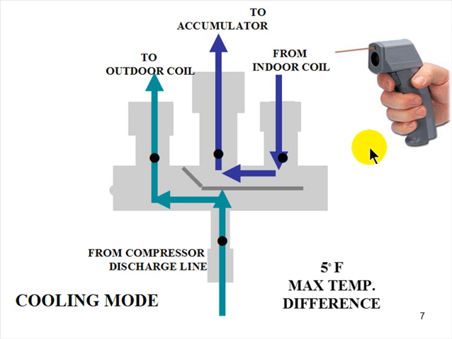Don't use laser thermometers for superheat or subcooling. The temperature of the pipe has to be shielded from the ambient temperature. So if you just point this on a 95-degree day at a suction line, the 95 degrees is affecting the suction line temperature. You need to put a surface pyrometer on that suction line and insulate it so that it's not affected by the ambient temperature.